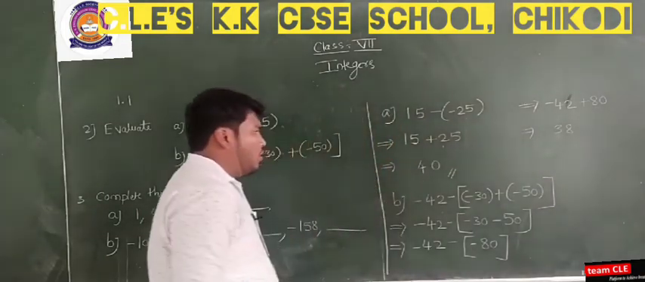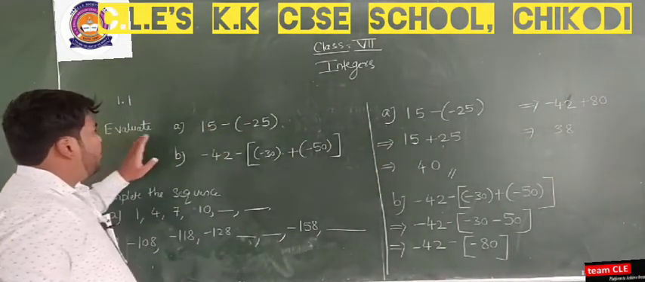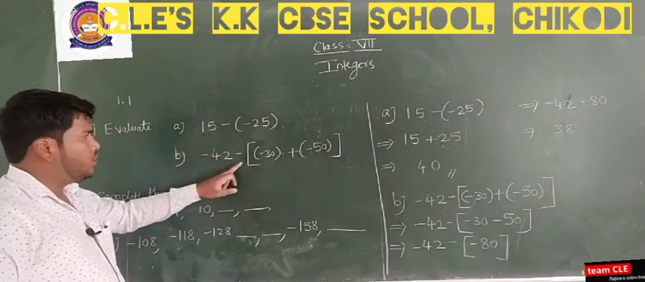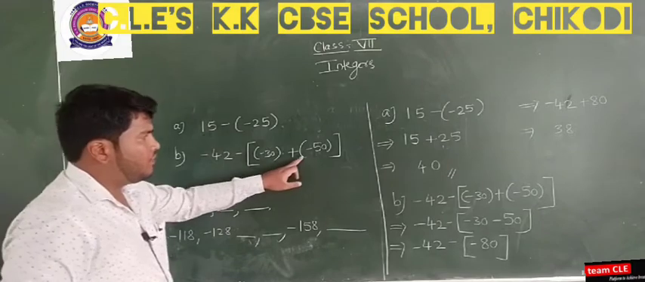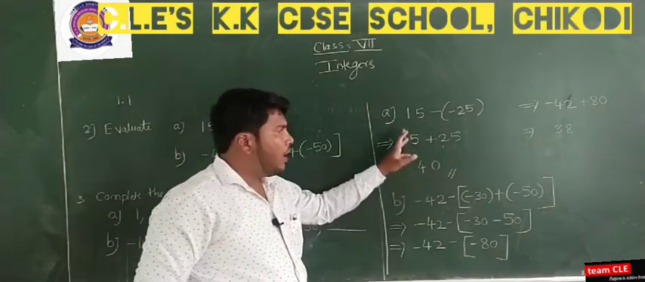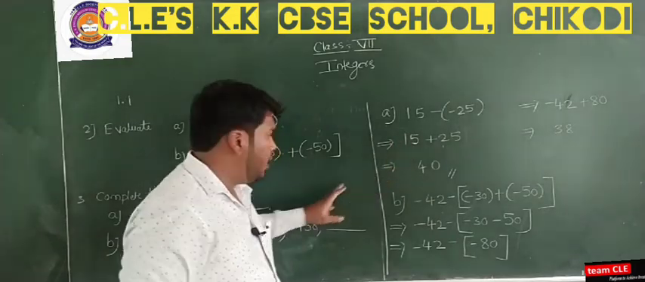So these are the two problems in the evaluate part. The first one is 15 minus of minus 25. The second one is minus 42 minus of, in the bracket, minus 30 plus of minus 50. These are the two examples. Go through this video, note down, and send to me on my WhatsApp number.